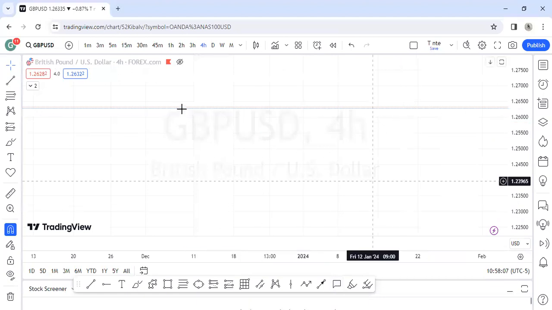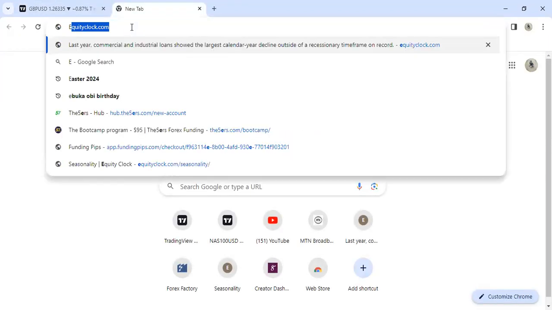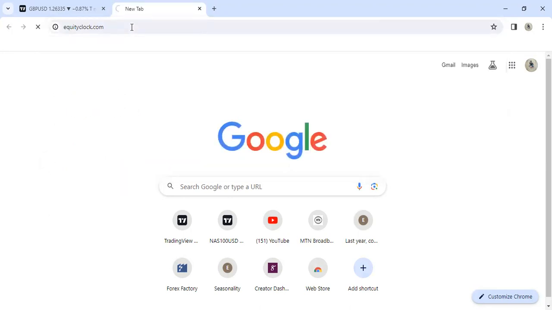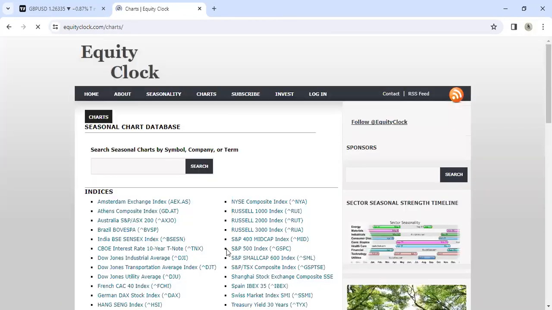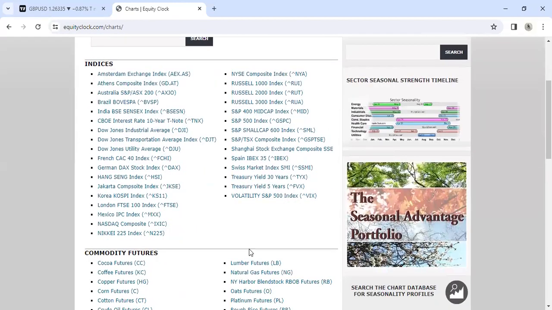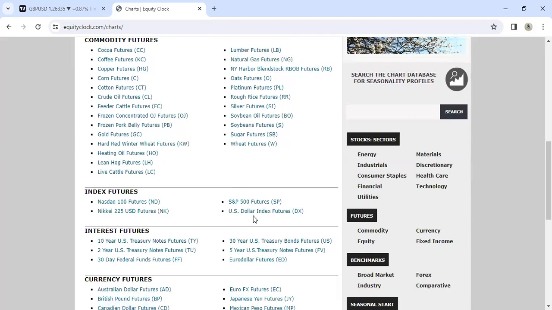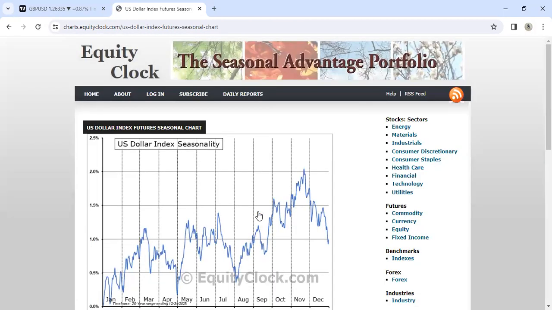So now, how I usually do my things is that whenever we enter a new period, I like to go to equityclock.com to check the seasonalities. I want to check seasonality for DXY, because all my analysis always begins with the dollar index. Why? Because I trade mostly on foreign currencies that are crossed with the United States dollar. So these are the charts.